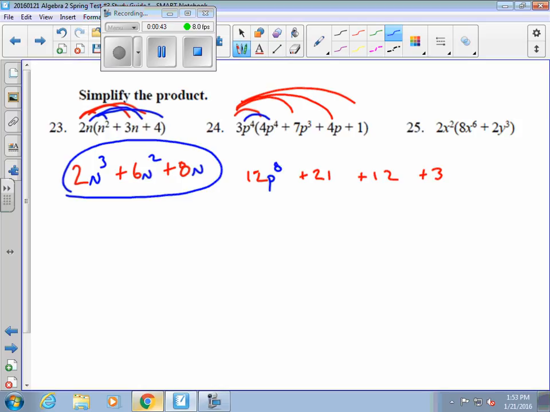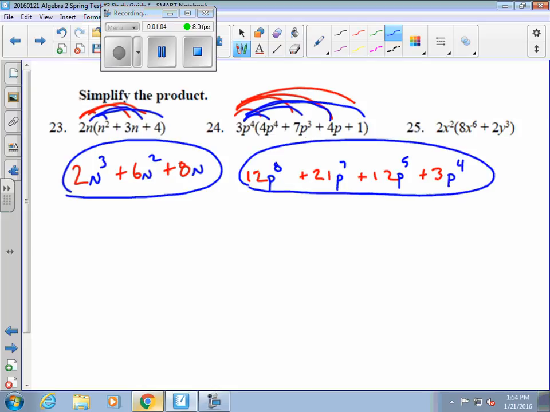Same thing with this one, p to the fourth times p to the third. You add those, p to the seventh. P to the fourth times p is going to be p to the fifth. Notice it skips 8, 7. It skips the sixth one. Okay, p to the fifth, and then p to the fourth times 1 right there will be 3p to the fourth. So that whole thing right there, you can't put any of those together because they're not like terms.